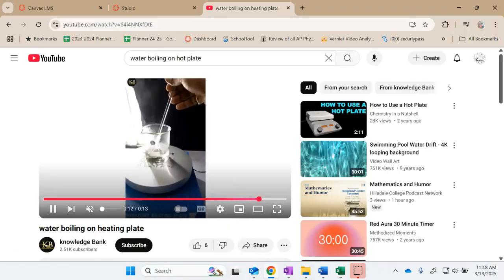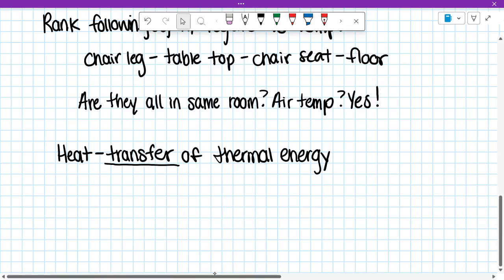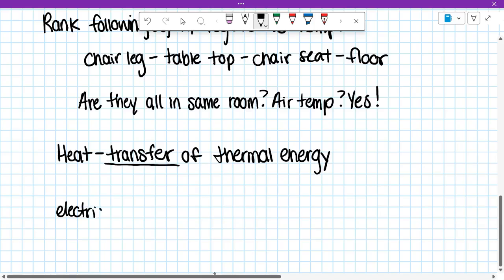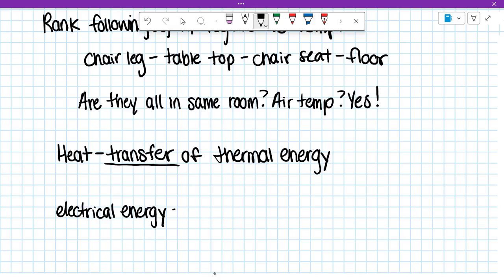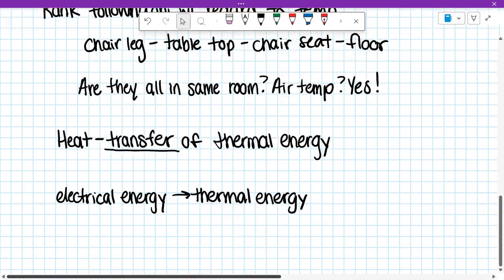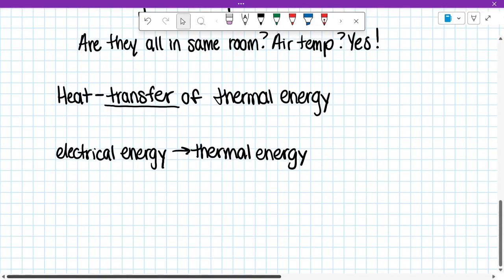Okay. Now, these are words that you should know from prior science classes. Now, of course, first and foremost, in the hot plate, there is a transfer of electrical energy, right, from plugging it in, into thermal energy, the hot plate actually getting hot, okay? So that's kind of an energy conversion taking place. But I want to think about how is the energy going to transfer.